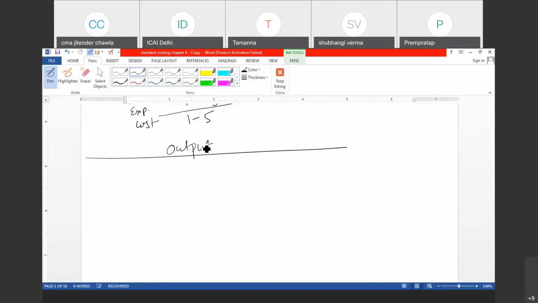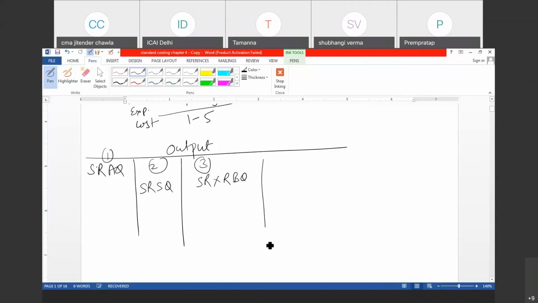Clear? Can I prepare one more table on the basis of output? So first write SRAQ. This one is first. Second is SRSQ. Third one is SR into my revised budgeted quantity.